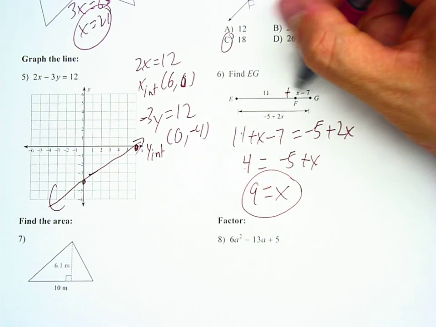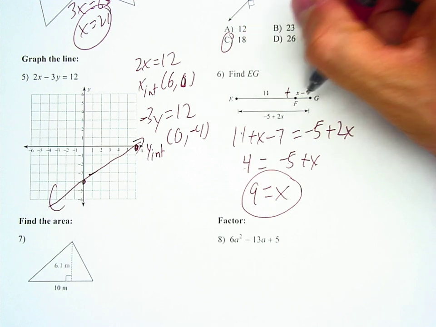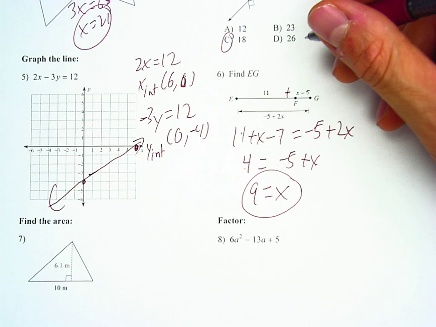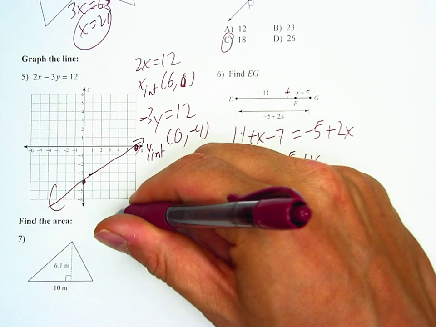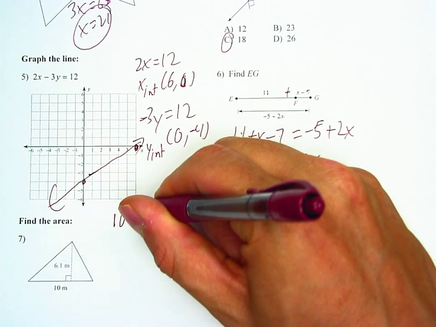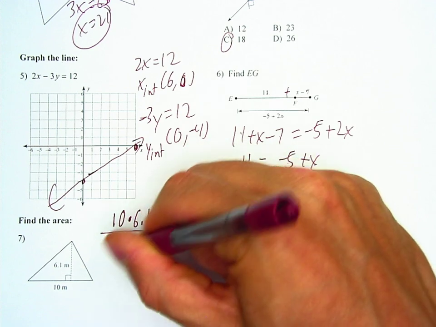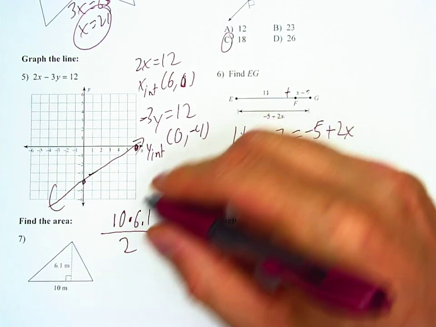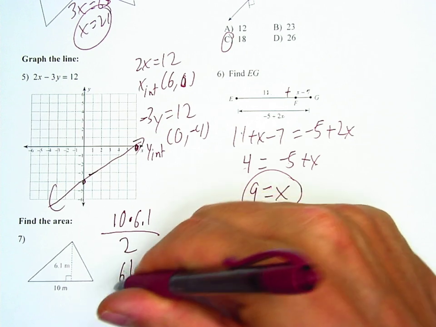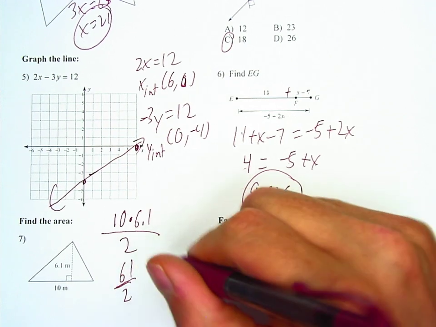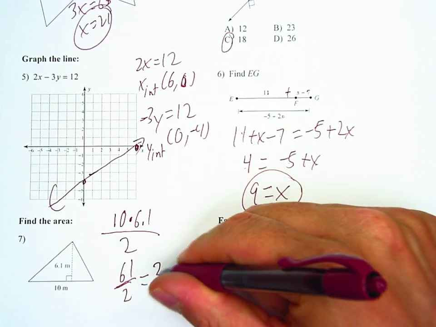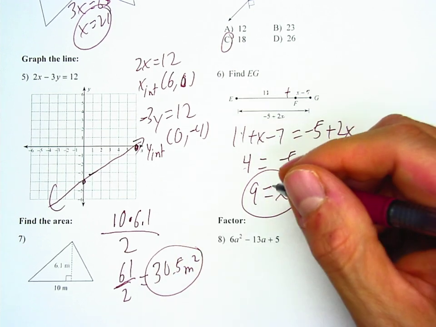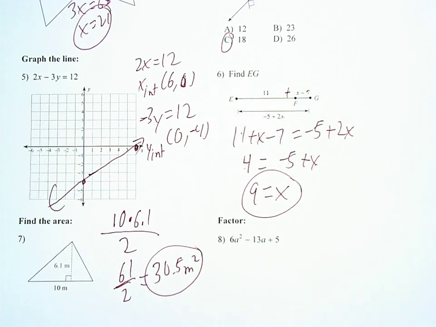9 minus 7 is 2. 11 plus 2 is 13. Negative 5 plus 18 is also 13. Find the area, multiply and divide by 2. So 10 times 6.1 divided by 2. Base times height divided by 2 for the area of a triangle. So half of 61, 30 and a half or 30.5 square meters. Base times height divided by 2, area of a triangle.